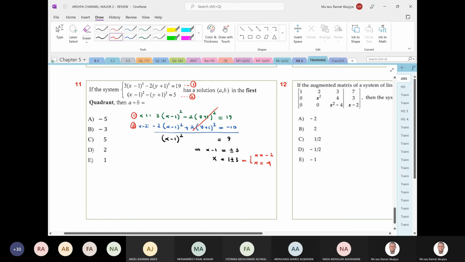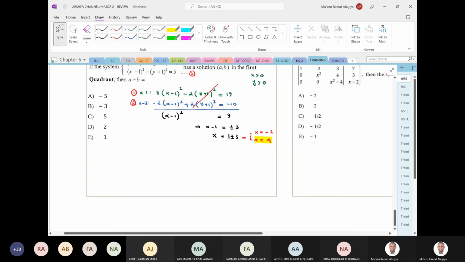But because the question tells us that we are in the first quadrant, x should be positive. In quadrant number 1, what does it mean? It means x greater than 0, and also y greater than 0. So we are going to consider only this one here. I don't care about negative, because negative will not be in quadrant number 1. So therefore, I am going to substitute now.